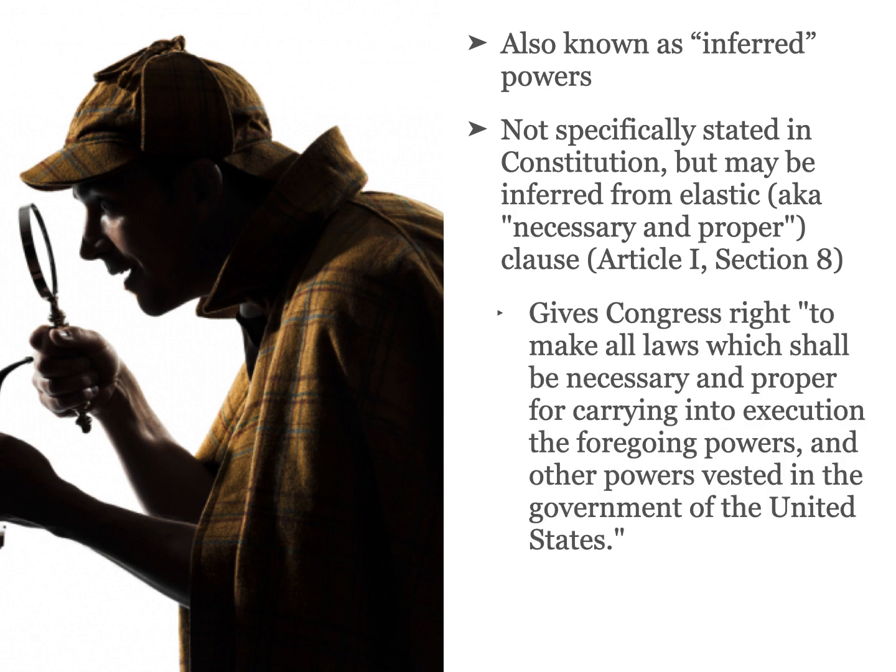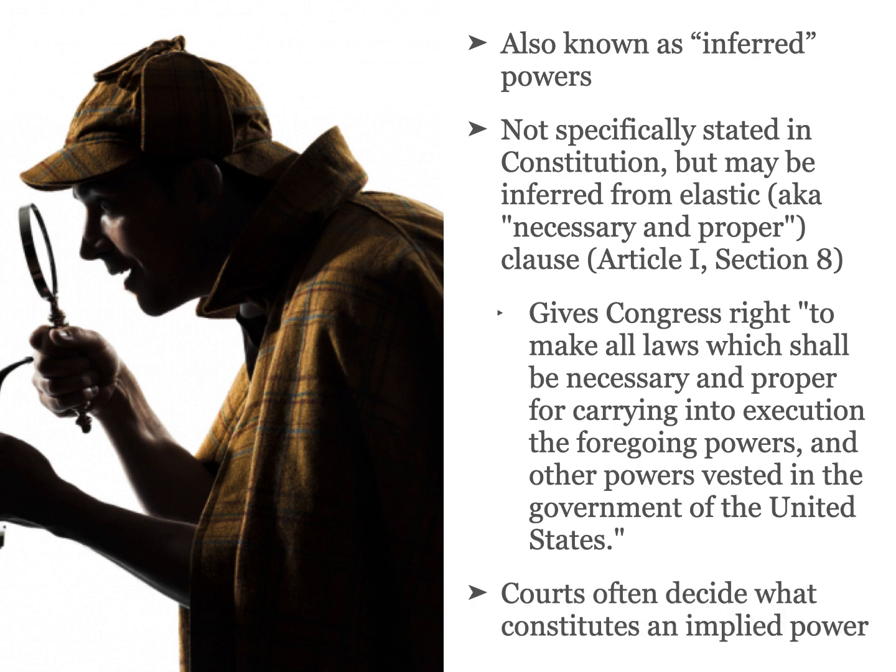Article 1, Section 8 of the U.S. Constitution gives Congress the right to make all laws which shall be necessary and proper for carrying into execution the foregoing powers and other powers vested in the government of the United States. So it's a little bit wordy, but it's basically saying in order for Congress to carry out the powers that it has, it has the right to make laws that are necessary for that.